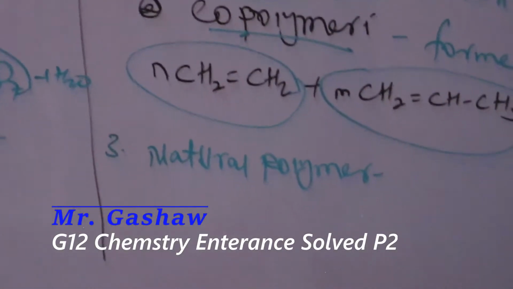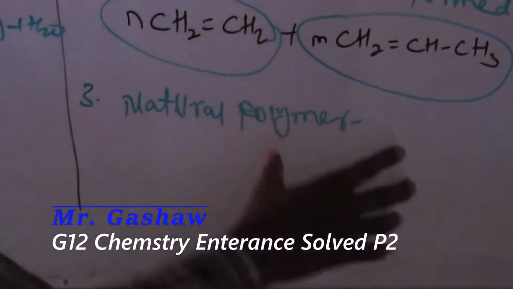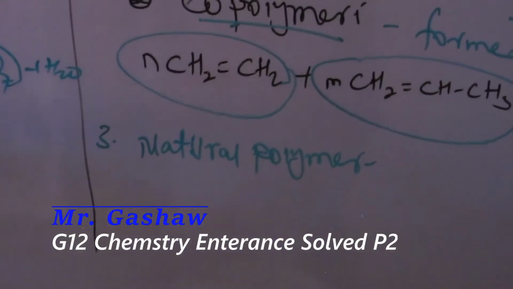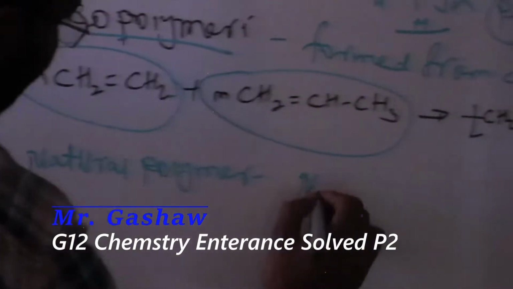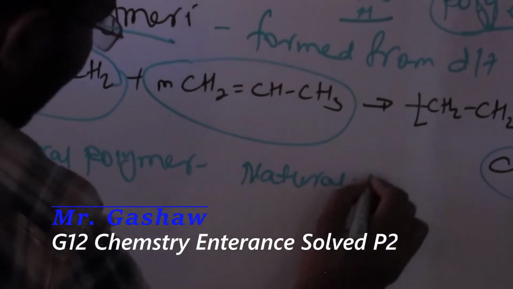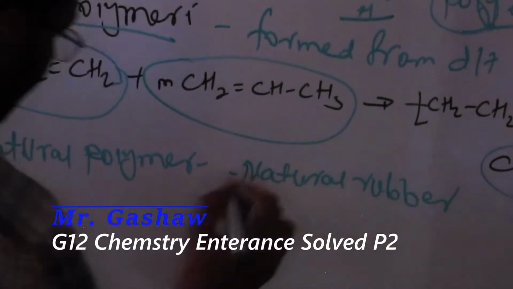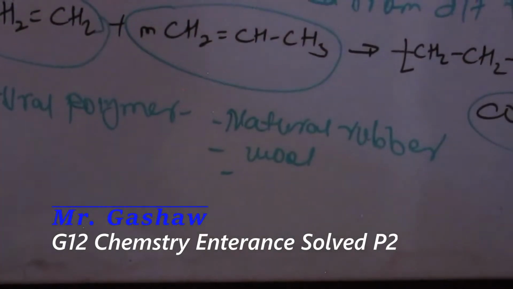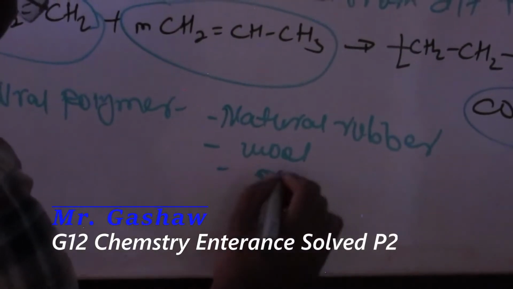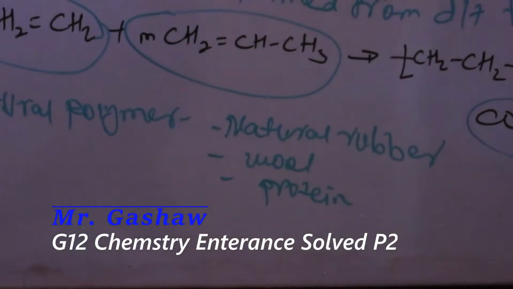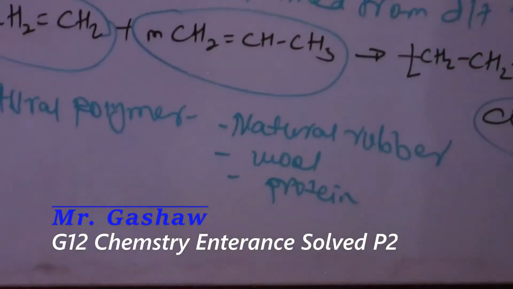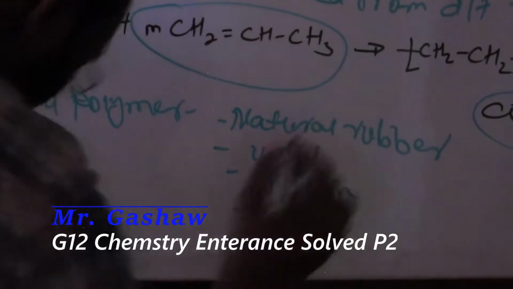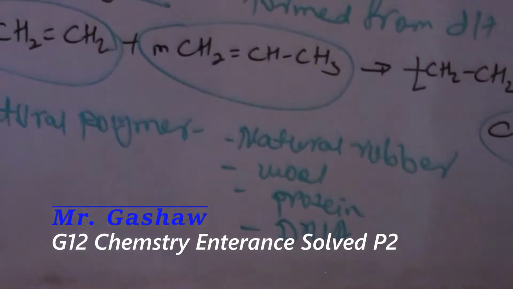Natural polymers are polymers that occur naturally, not man-made. For example, natural rubber is one example. Then the other one, wool. Here is another example. Then the other one, proteins. These are large molecules or polymers that are produced naturally, like DNA. This one is also a natural polymer, like starch.